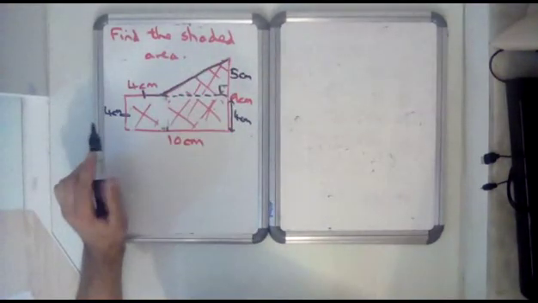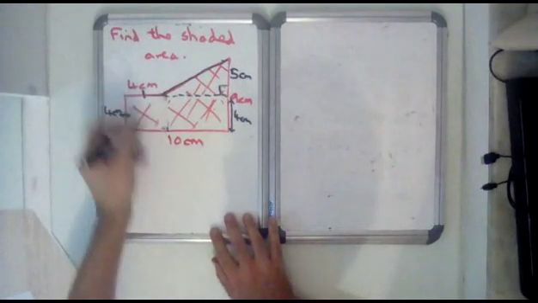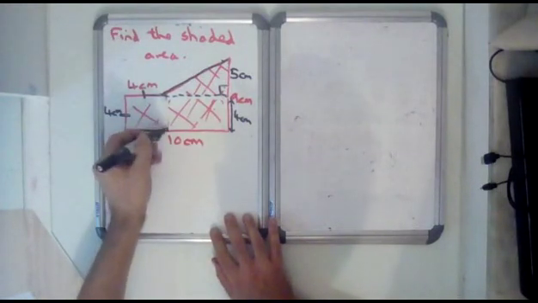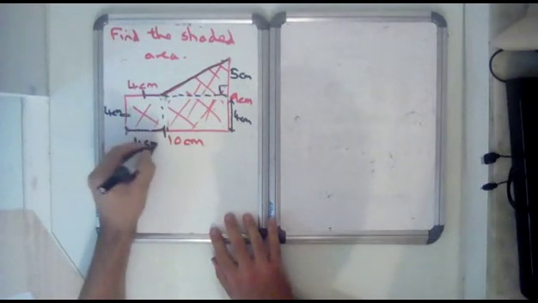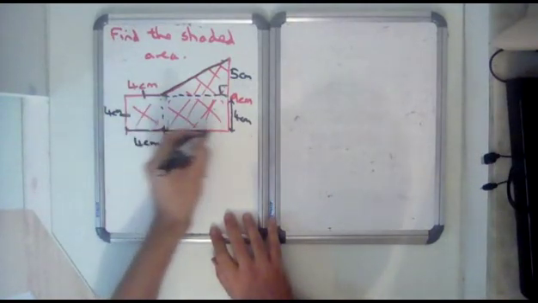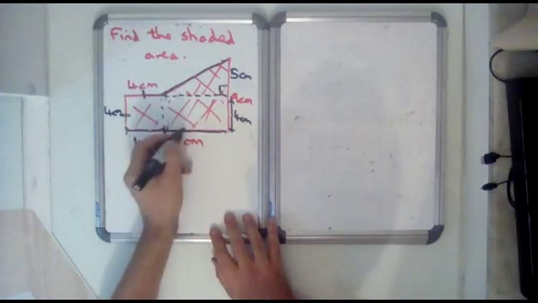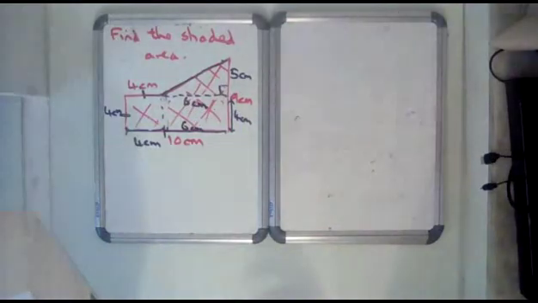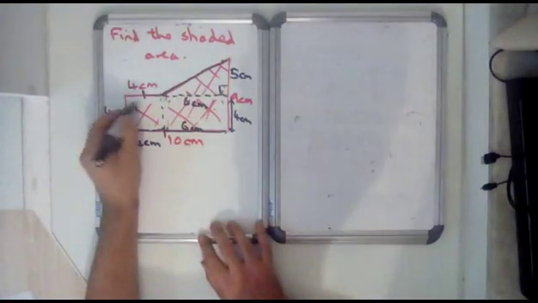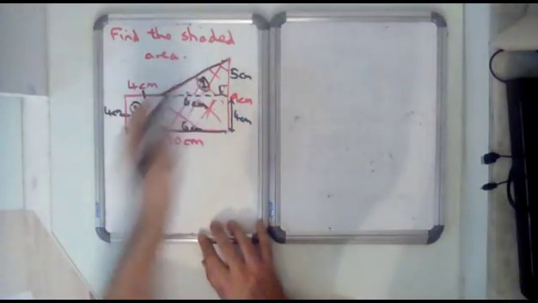I can do something similar here. If this line is 4, well, this must be 4 here. If I come across like that, that must be 4 cm. And 4 plus this equals 10, so this must be 6, which means this must also be 6 centimeters, right? So it's quite confusing with base. I've got two shapes. I've got 1, the rectangle, and 2, the triangle.